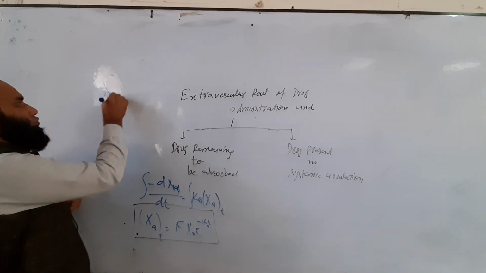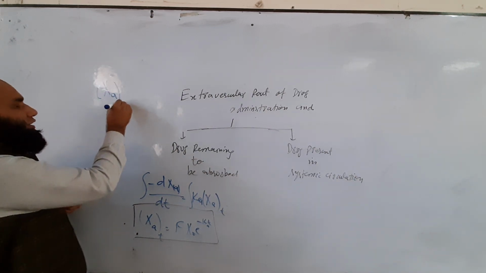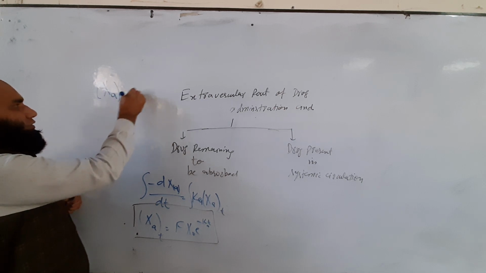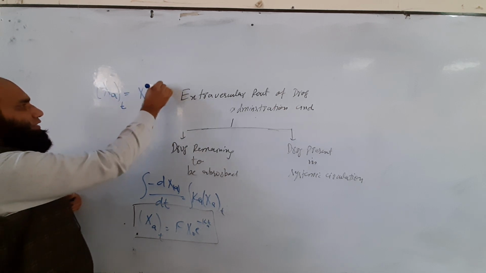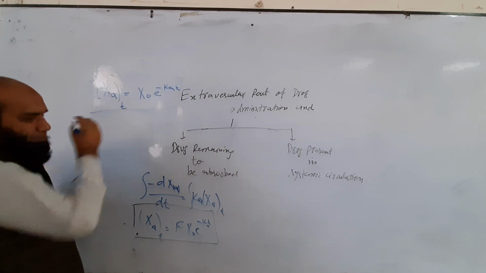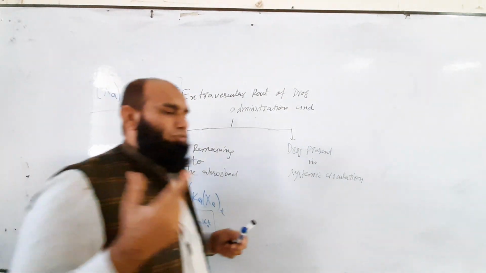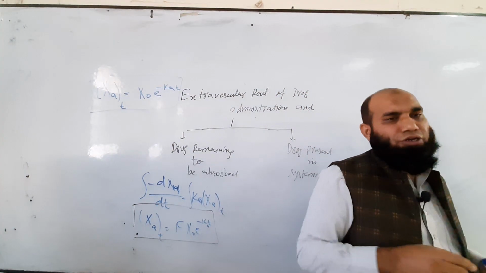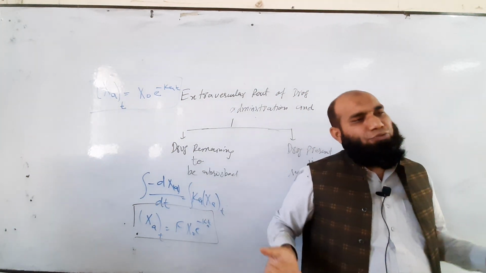The amount of drug that should be absorbed from the GI tract in time t is equal to X naught e to the power minus Kat. Remember, this is a very simple concept. What we have to do? We have to calculate the amount of drug present in the stomach. Okay, how can we check?